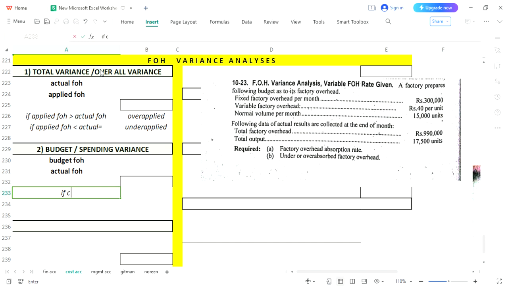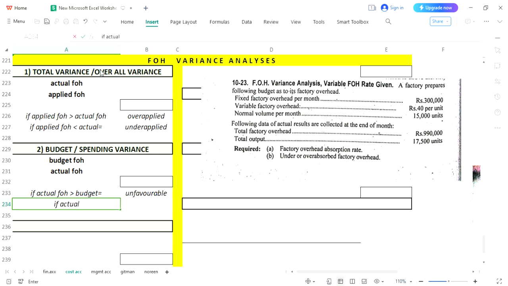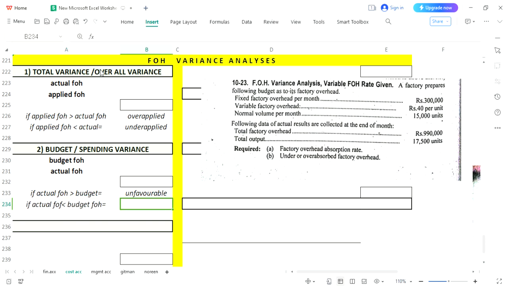So if actual FH is more than your budget, when actual is more, it is uncomfortable, you will conclude as unfavorable. And if your actual FH is less than your budget FH, actual is less, it is good for us, so that means it would go in your favorable, it would be favorable variance. The third variance is volume or capacity variance.